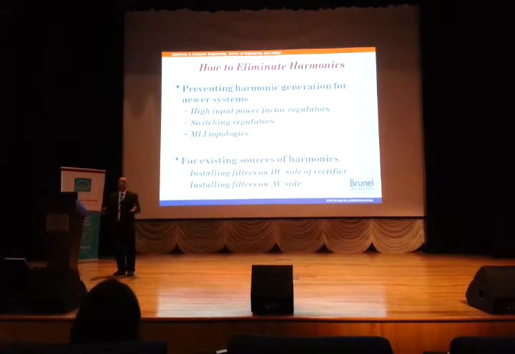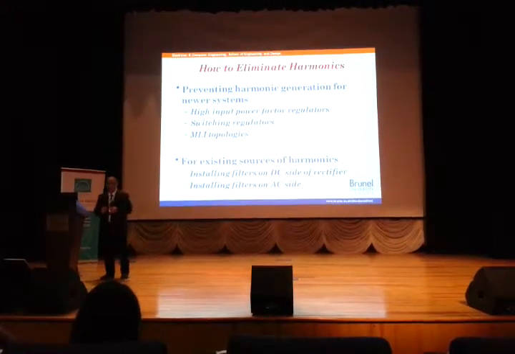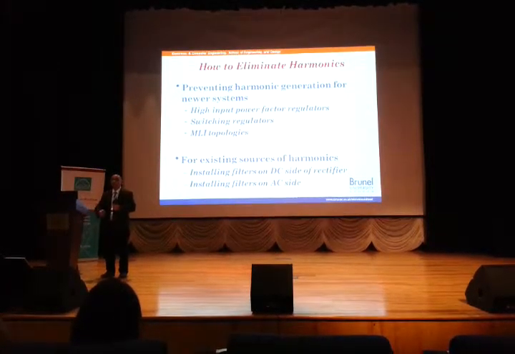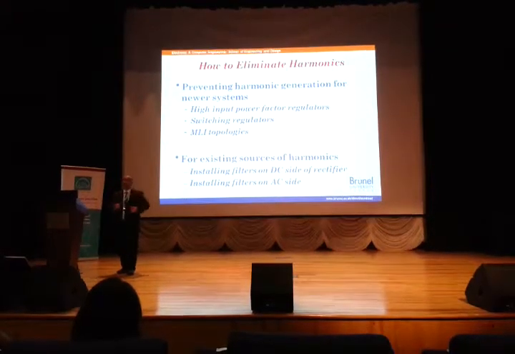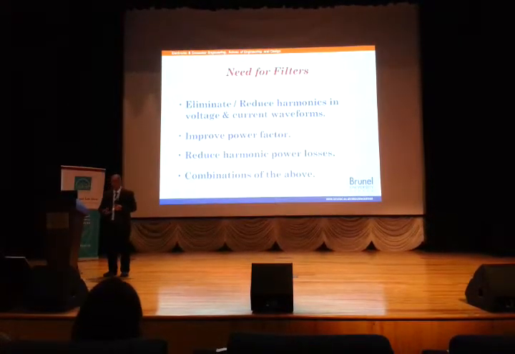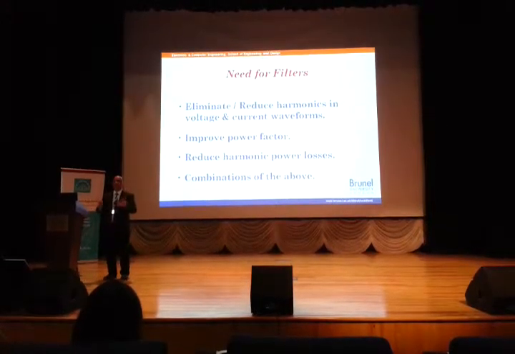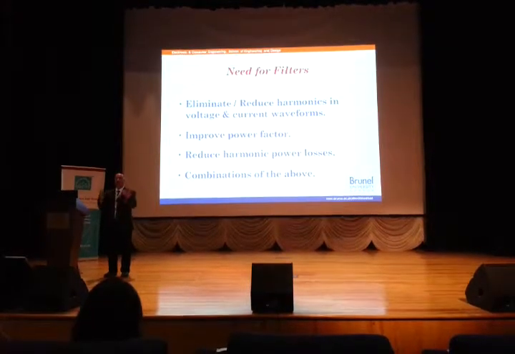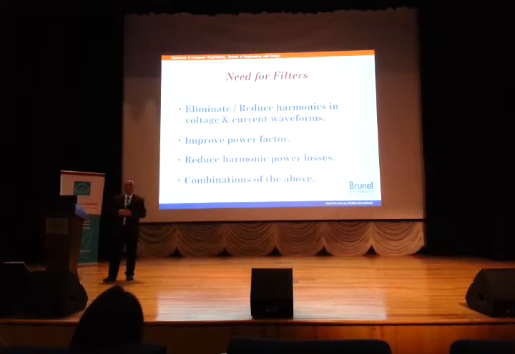However, if I have an existing system, then we have to use filters, okay? So for existing source harmonics, we can introduce either DC filters at the DC side or AC filters at the AC side, or we can combine both of them, as we'll see as well. Filters, we usually use them to improve the power factor. If you are familiar with the power factor, which is the real power divided by the apparent power, we try to enhance the system as much as we can. Also to reduce the harmonic power losses.